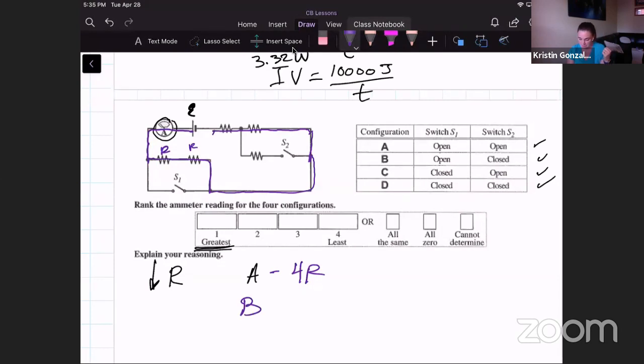All right, let's look at B. Erase these lines here. So B, we've got 1 open, 2 closed. So now we're going to close switch 2. What does that change? Well, as we go around, it didn't change anything in the beginning. I'm starting with 2R. We're going to go around and around. Well, I get to this junction. Now I've got 2 choices. I can go up through this resistor or down through this resistor. So I've got those 2 resistors in parallel. Since they have the same resistance, the total is going to give me R over 2, or half an R.